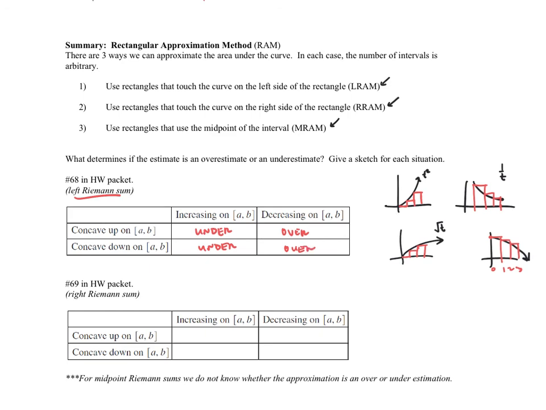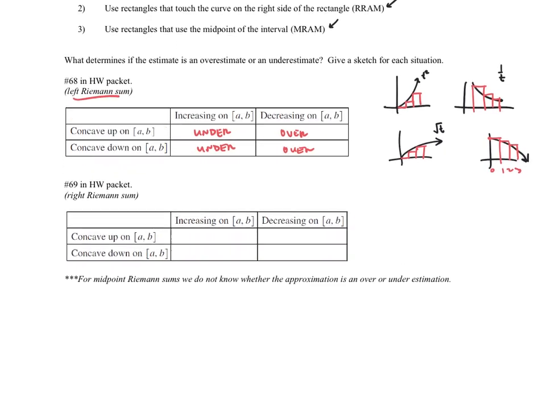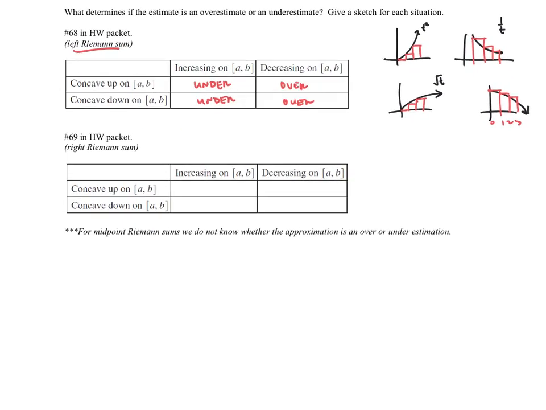Okay, let's look at a right Riemann sum and how we determine under or overestimate. Let me do these on the sketch above. I'm going to do an RRAM on each of the sketches. We'll start top left, t squared. We knew that concave up increasing was an overestimate. Concave up decreasing, right Riemann sum, looked like this. That's an underestimate. It's kind of a complement of all of these above for the left Riemann sum.